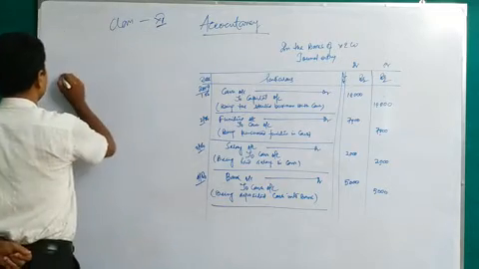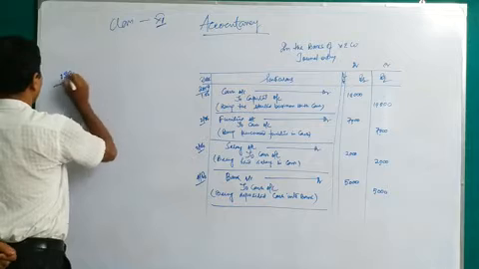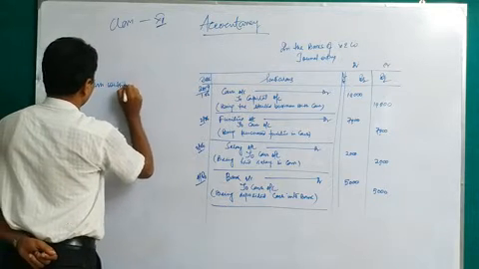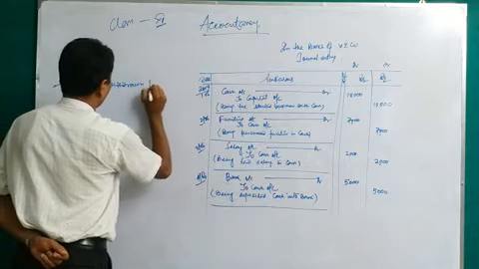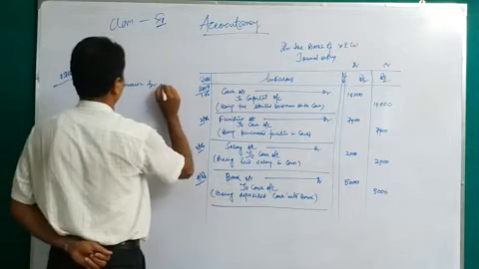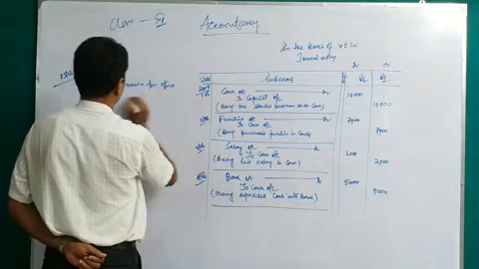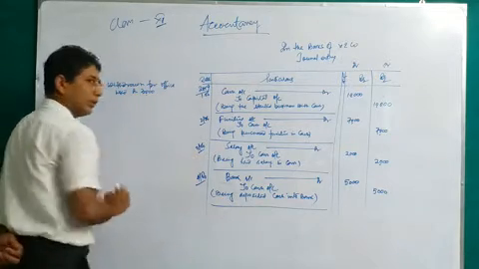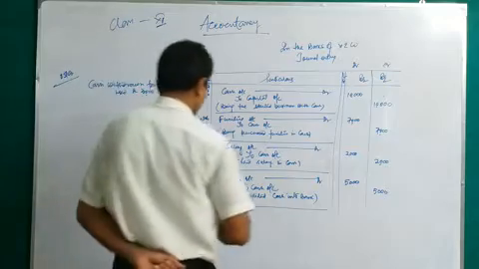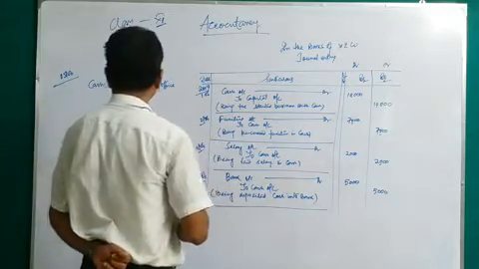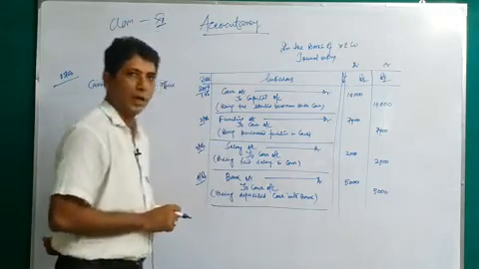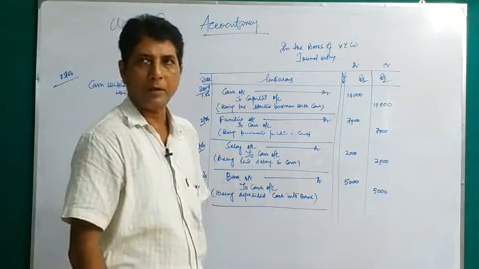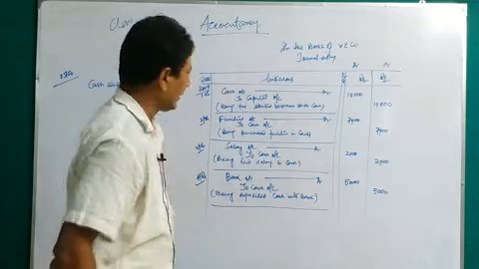Next, cash withdrawn for office use, rupees 3,000. Amount withdrawn is of two types. Amount withdrawn for personal purposes is treated as drawings, and amount withdrawn for office purposes is treated as cash.